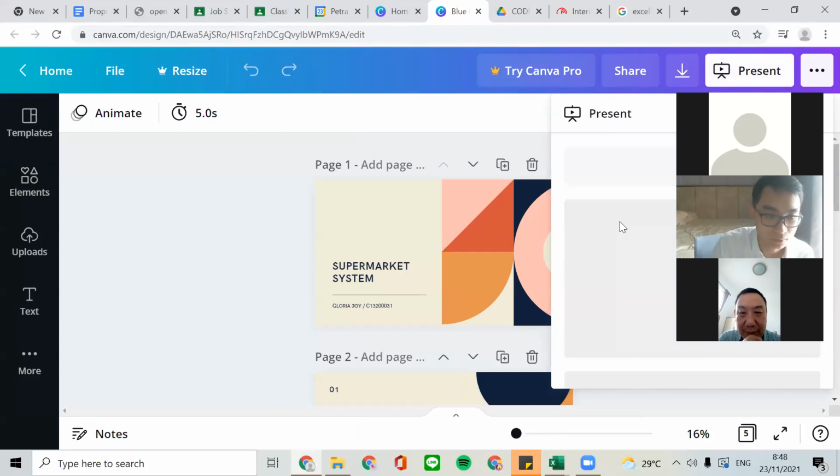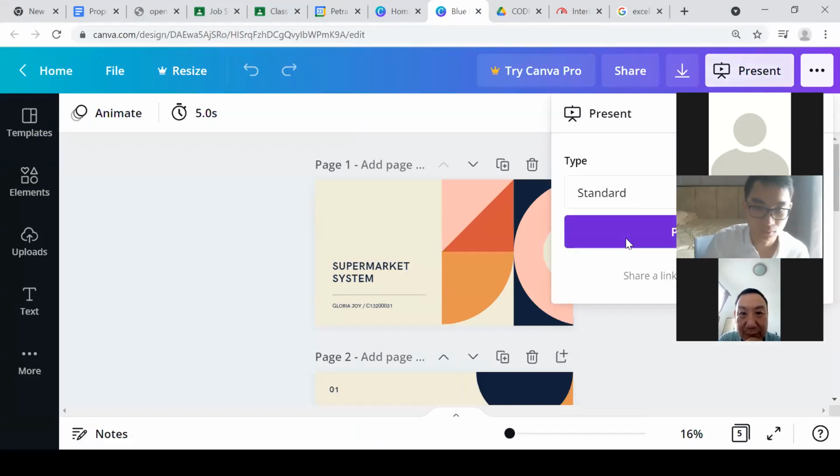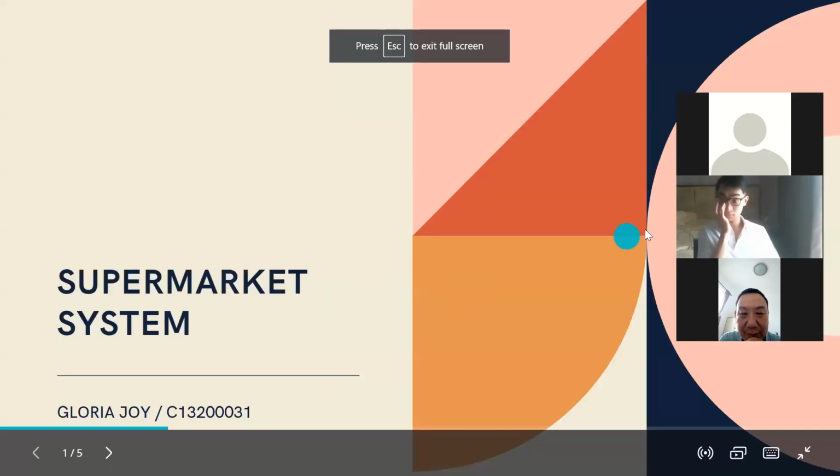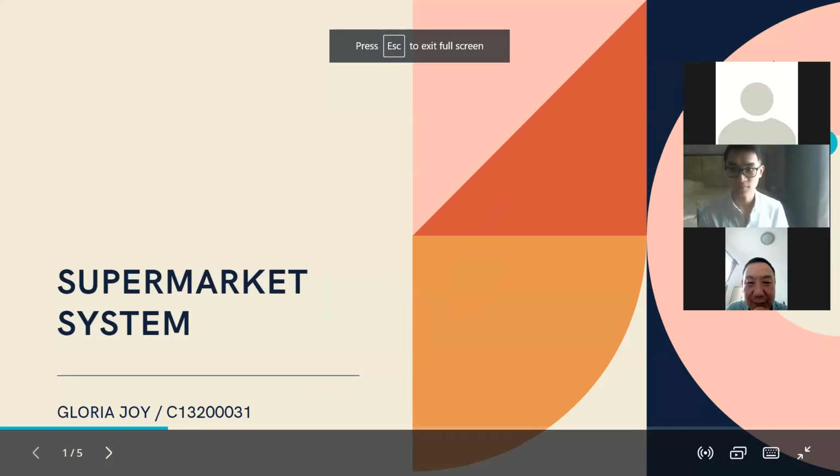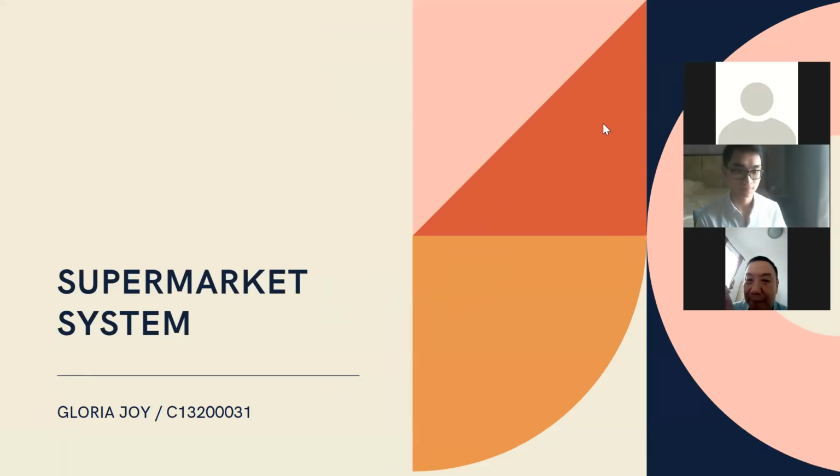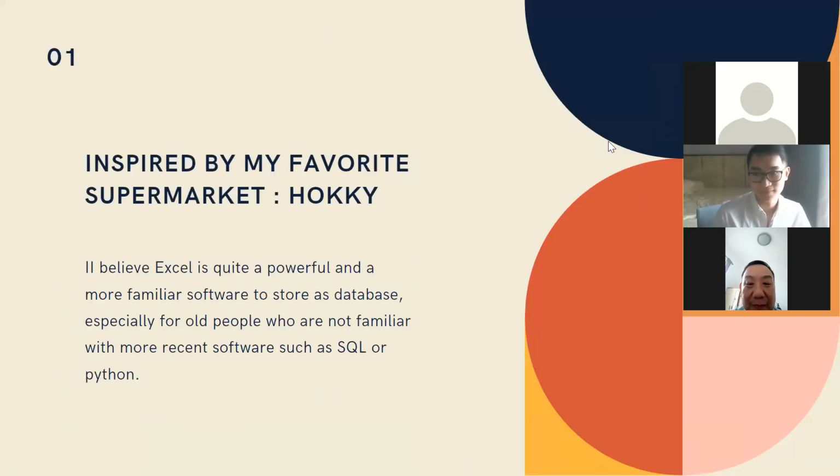So first, good morning, Mr. Karti and friends. Now I'm going to present my project, not yet done, but the beginning of my project for spreadsheet. I'm thinking about making a supermarket system. What am I inspired by? I'm inspired by my favorite supermarket, which I visit every week, which is Hockey.